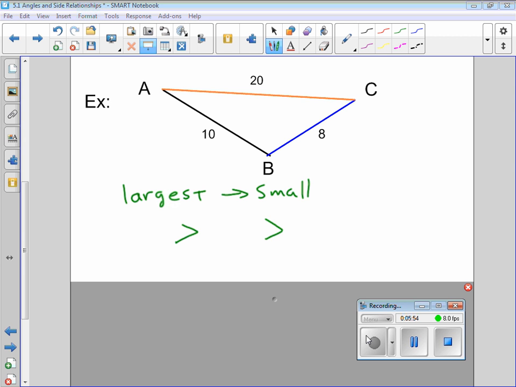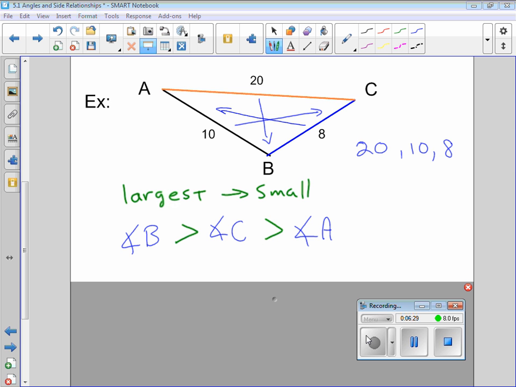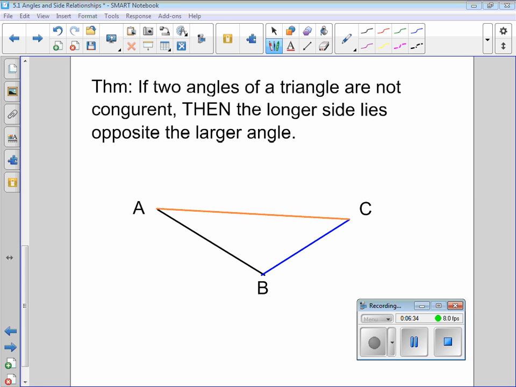All right, so simple enough. Let's go largest to smallest with the sides. So we have a 20, and then a 10, and then an 8. And so the angles that reflect that are going to come from angle B is larger than angle C, which is larger than angle A. Okay, so I just looked across. I found the opposite angle that goes with the number. 8 goes with angle A, 20 goes with angle B, and 10 goes with angle C. Simple enough.